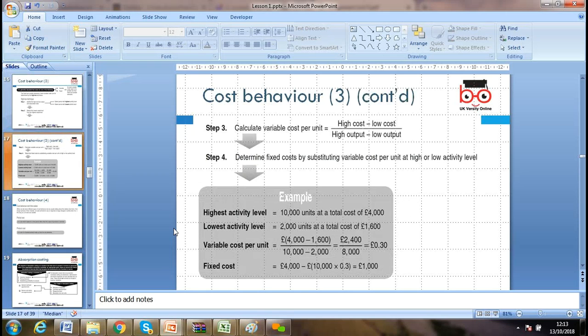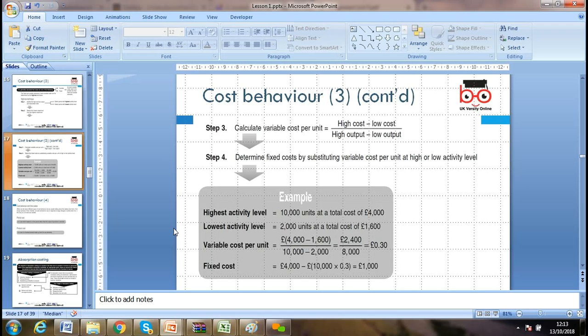At the highest number of units we can produce, 10,000, the total cost will be 4,000. At the low level we can produce 2,000 units and the cost will be 1,600. So the difference between the costs, 4,000 minus 1,600, is 2,400. The difference between units, 10,000 minus 2,000, is 8,000. So 2,400 divided by 8,000 gives 0.3 as our variable cost. Let's see if it is right.